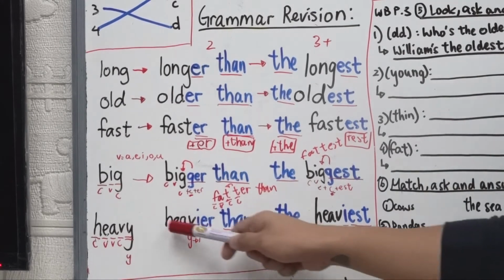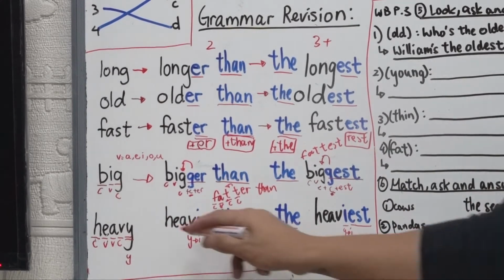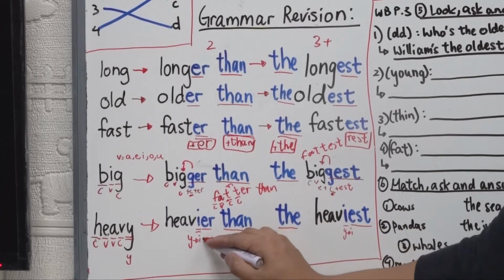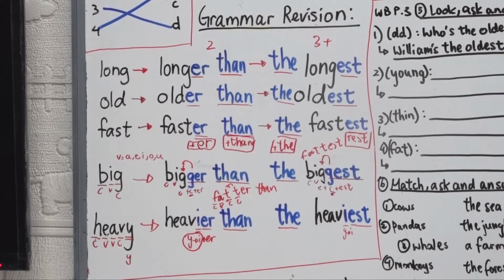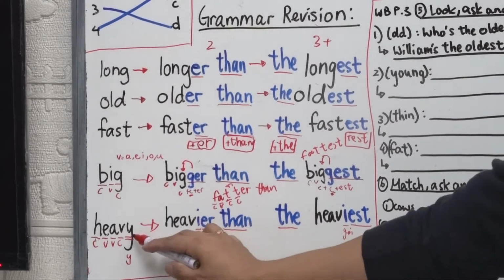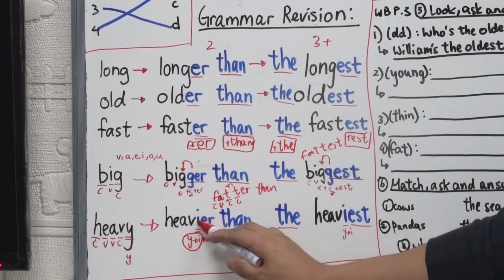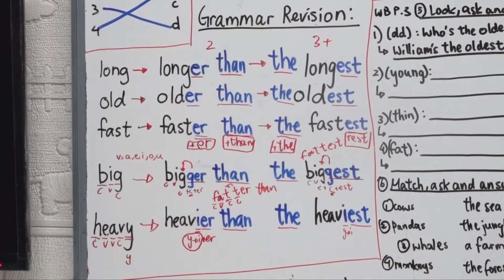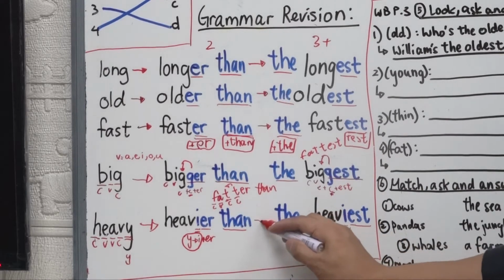C-V-V-C-Y. Do we need to put another C here? No need. So how do we change heavy to heavier than? Very easy. Before we put ER, we have to change the Y to I. So H-E-A-V, change Y to I, and then put ER, and then the word than. Remember, change Y to I, and then add ER. So this is heavier than.